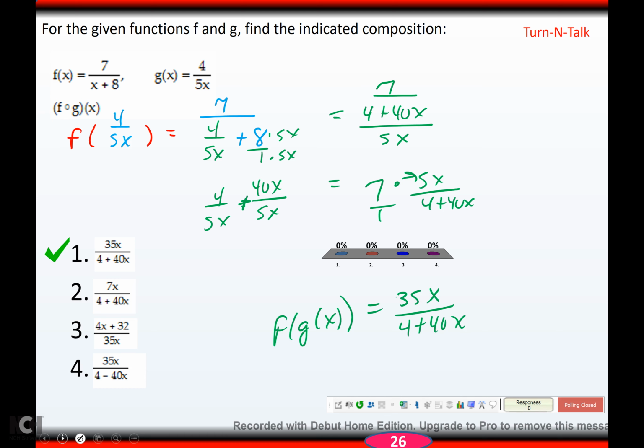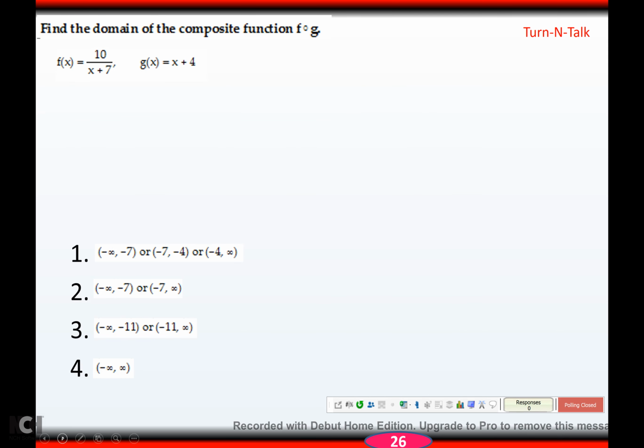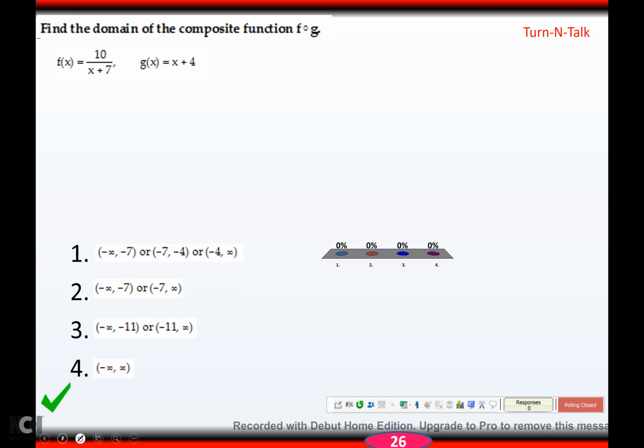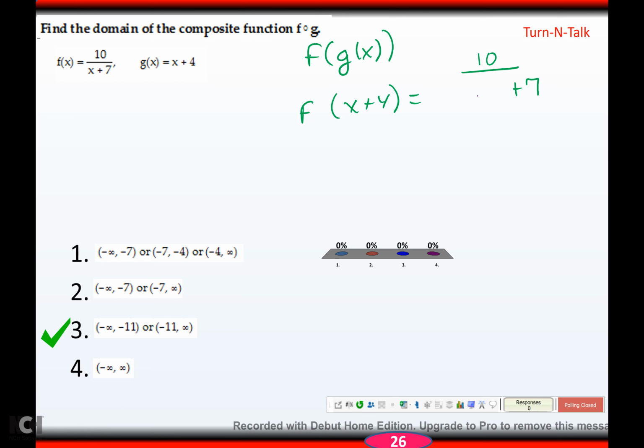Okay. Try this one, hit pause, come back when you're ready. And hopefully you got negative infinity to negative 11 or negative 11 to infinity. They want me to find the domain of f of g of x. So they want me to find the domain of f of the g function. The f function says 10 over whatever you brought plus 7. And I brought x plus 4, which gives me 10 over x plus 11.